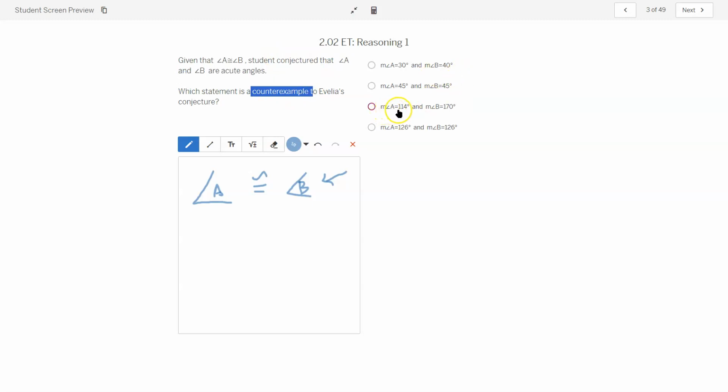The measure of angle A is 114 degrees. That would make it an obtuse angle. That could be true. But then we say the measure of angle B is 170. Remember that these angles are congruent. Therefore, our final answer: measure of angle A equals 126 degrees, which is an obtuse angle, and the measure of angle B equals 126 degrees is an obtuse angle, and they are both congruent.